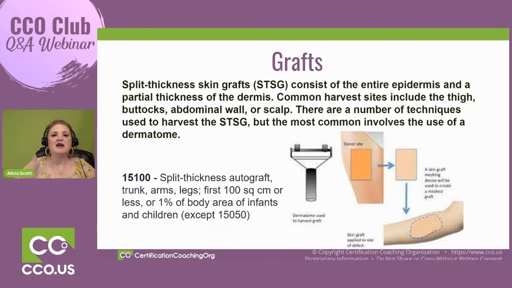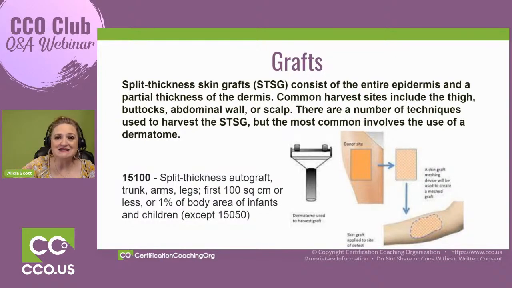What are they saying? This is a split thickness autograft. They identify what body part they're taking it from: trunk, arms, and legs. Okay. And then they say they do it by square centimeters for adults, 100 square centimeters or less. But if it's an infant or children, you're not going by 100 square centimeters. You're going by percentage, 1%. Right. So again, that could get very, very confusing if you're testing and you're going really, really fast. Be careful that you look at the specificity.